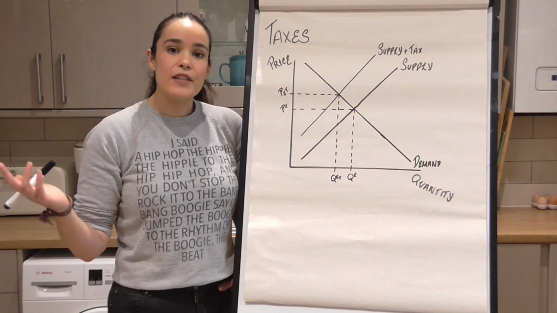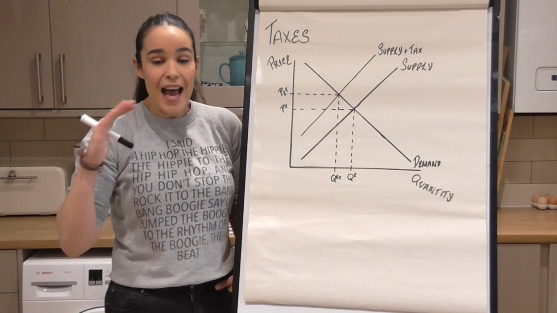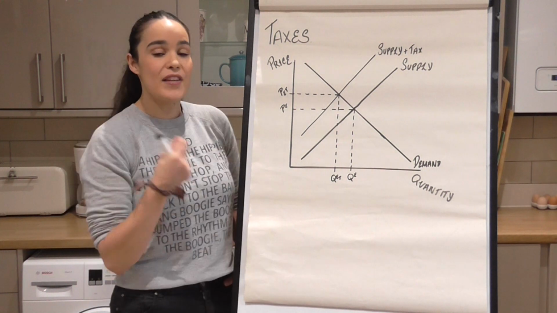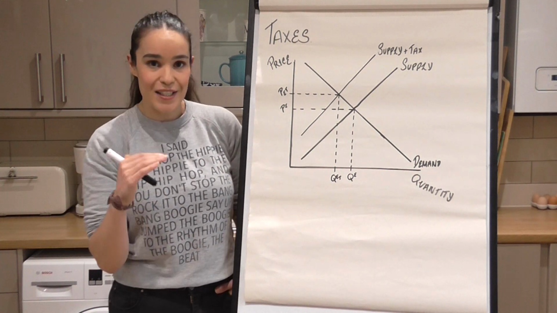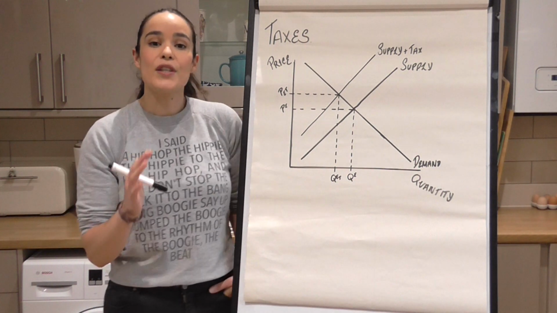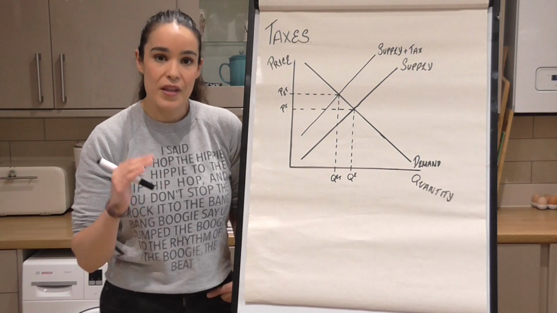So last lesson we had a look at what the tax actually does to the industry and the industry diagram. We know that it affects supply and it shifts that supply curve. Now today we're going to have a look at what I was talking about, the burden of the tax.